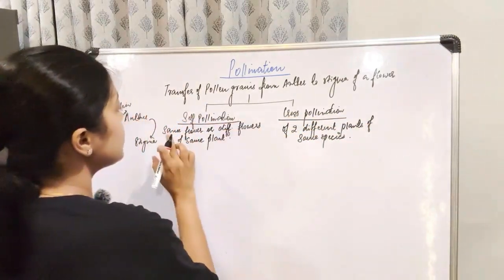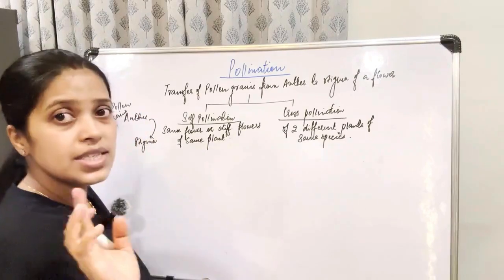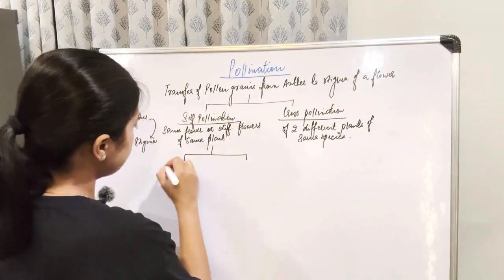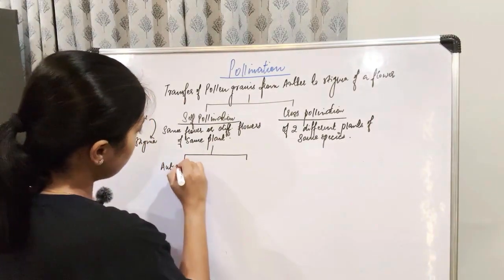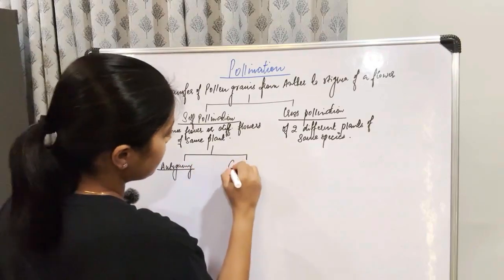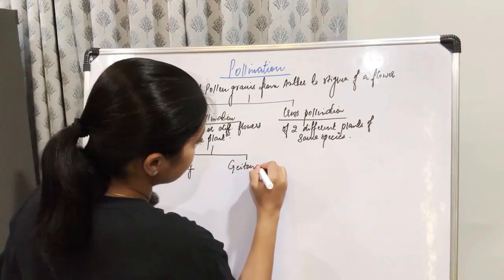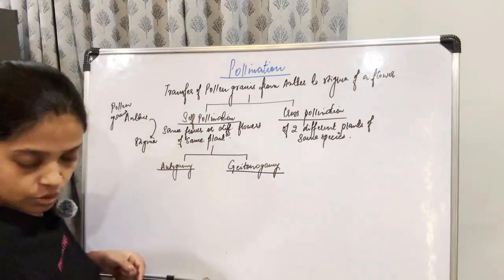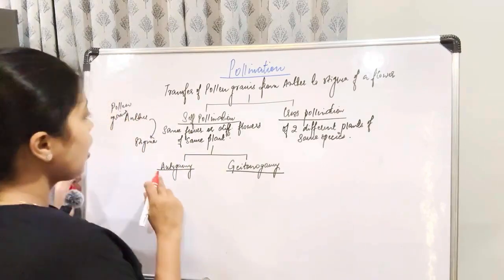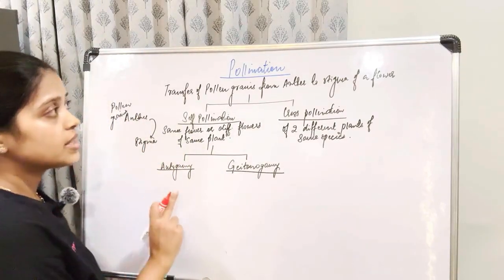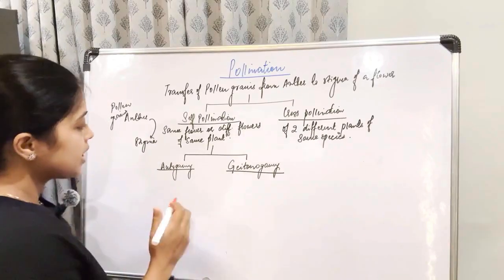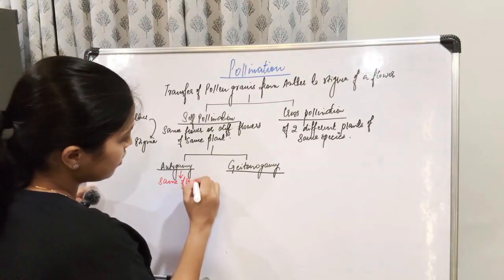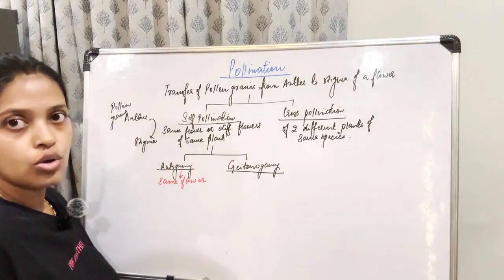And if it is between the same flower or the different flowers of the same plant, it is self pollination. Now self pollination is of two types: autogamy, Geitonogamy. Now what is autogamy? When the transfer of pollen grains from anther to stigma takes place within the same flower, it is called autogamy.